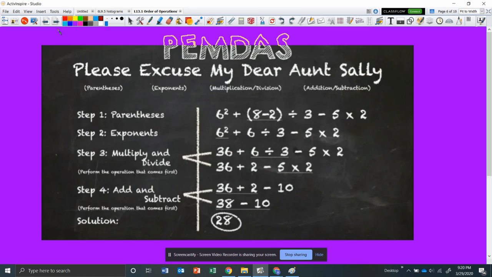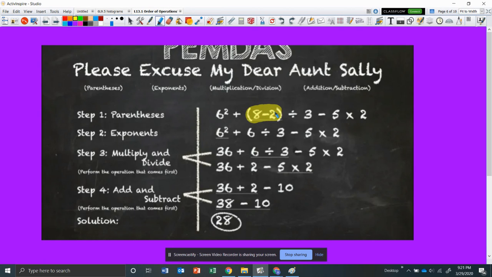Okay, this is another one. This shows you a problem, a big old long problem. Look, it's got exponents. It's got parentheses and subtraction. It's got division. There's subtraction again. There's multiplication. And we have to know what to do first. So the very first thing that we're going to do is the parentheses.